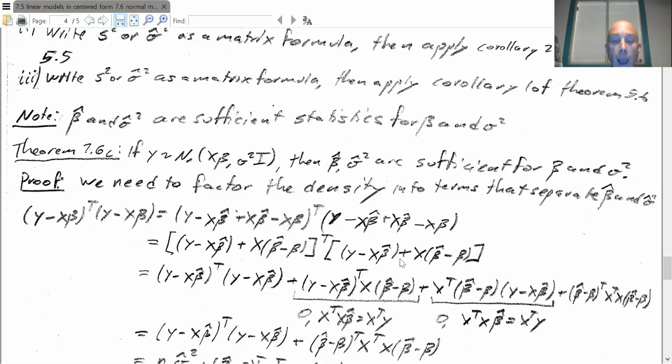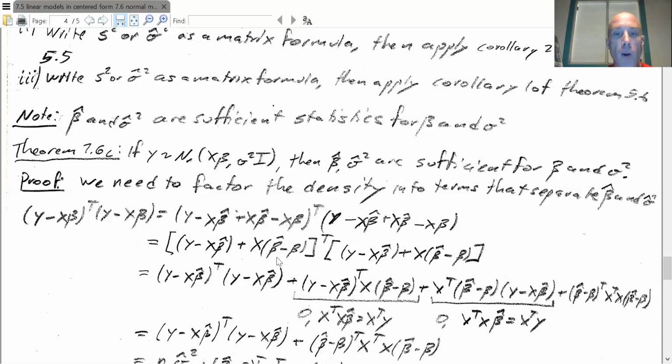Okay, so now what am I going to do? I'm going to go ahead and distribute the transpose, and then I distribute these two terms in here with these two terms in here. I'm going to go ahead and distribute everything. So I'm going to take this, multiply by that, that gives me this part. I take this and multiply by that, that gives me this part.